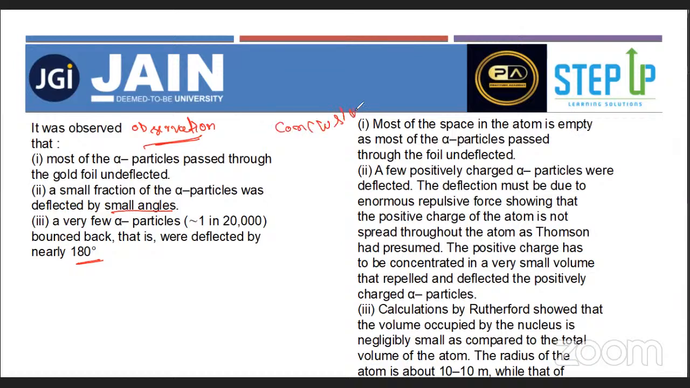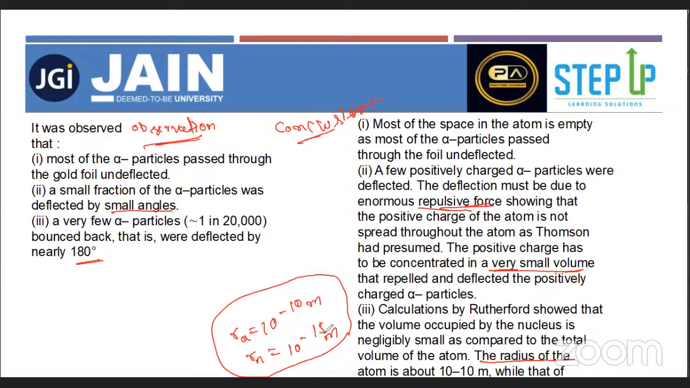What he concluded is, most of the space in the atom is empty because the particles go undeflected. A few positively charged alpha particles were deflected, so they got to know that at the center you have a repulsive force, and that it is of a very small volume. Rutherford's calculation showed that the volume occupied by the nucleus is negligibly small. The radius of the atom is 10⁻¹⁰ meter, and the radius of the nucleus is 10⁻¹⁵ meter. So you have to remember this.